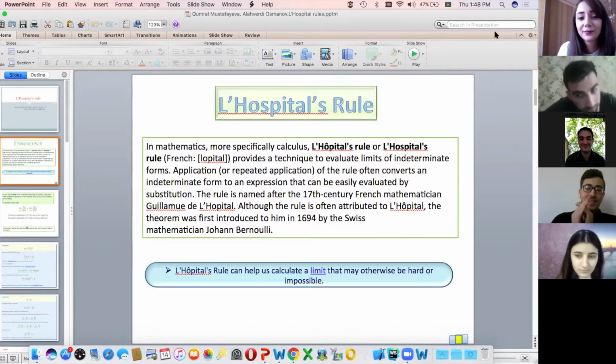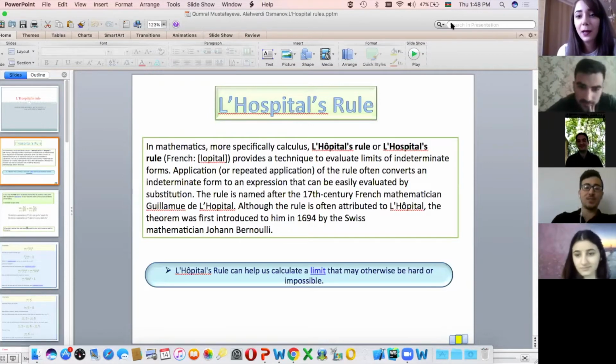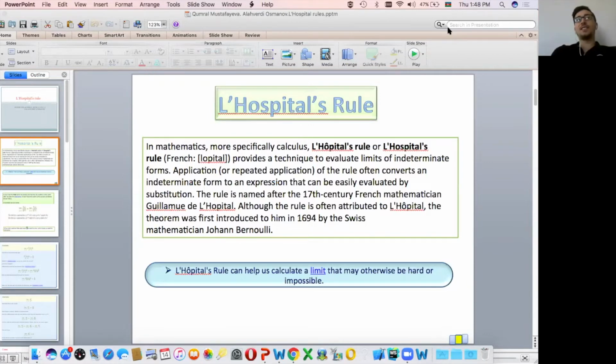L'hôpital's rules. We created this with my partner Kumral Mustafa.